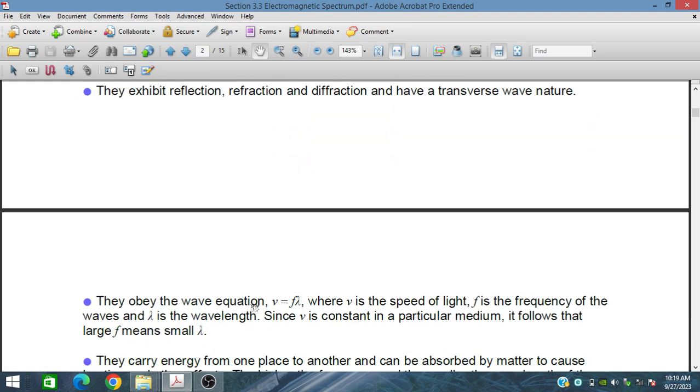They obey the wave equation V is equal to F lambda, where V is the velocity of the light, F is the frequency, and lambda is the wavelength. Since V is a constant in a particular medium, it follows that large F means small lambda. If F is large, then lambda is small. If lambda is large, then F is small.